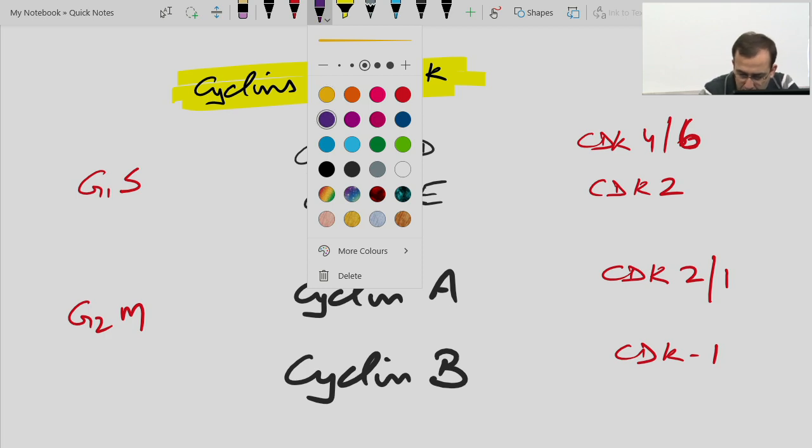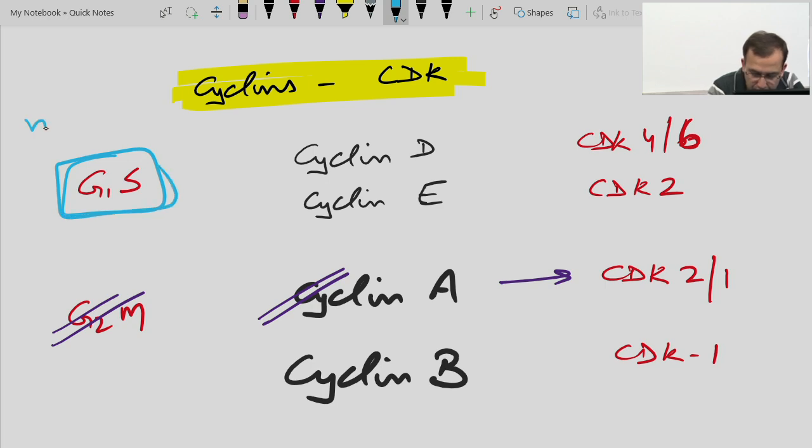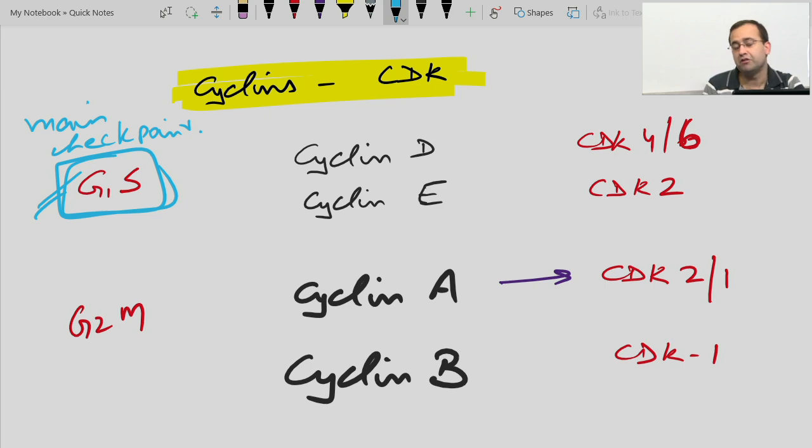Which is the main checkpoint? G2M. Which is the main cyclin for crossing G2M? Cyclin A binding to CDK2. Next, my mistake, I was slightly distracted, I'm so sorry. Please rephrase this point. The main checkpoint, kindly erase this, it is wrong. The main checkpoint is G1S. My mistake, I don't know what I was thinking.